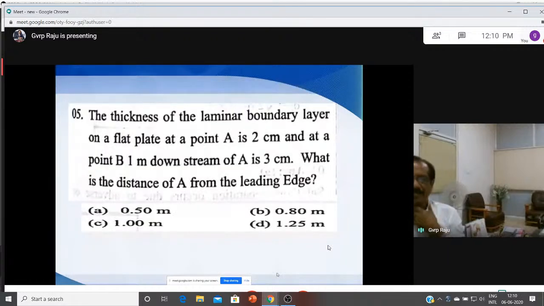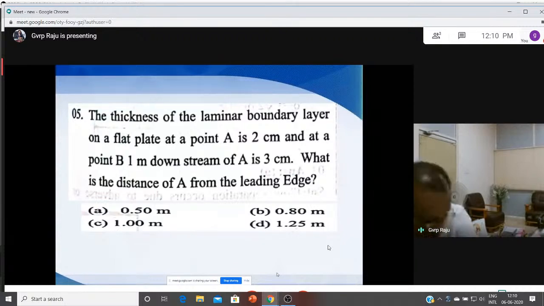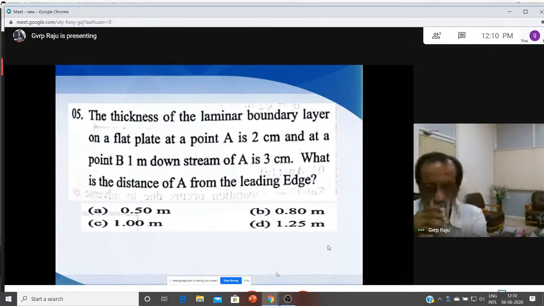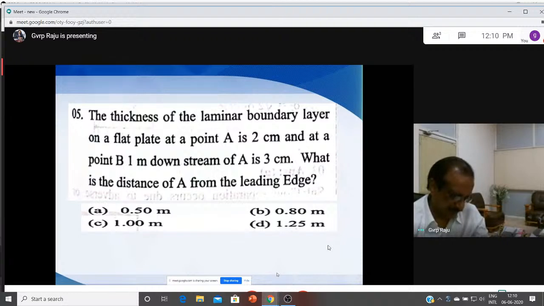Another problem: the thickness of a laminar boundary layer on a flat plate at a point A is 2 centimeters and at a point B, 1 meter downstream of A, is 3 centimeters. What is the distance of A from the leading edge? Very simple question, it is interesting. Very interesting question here.